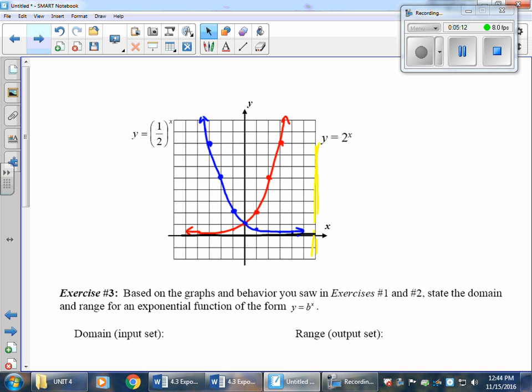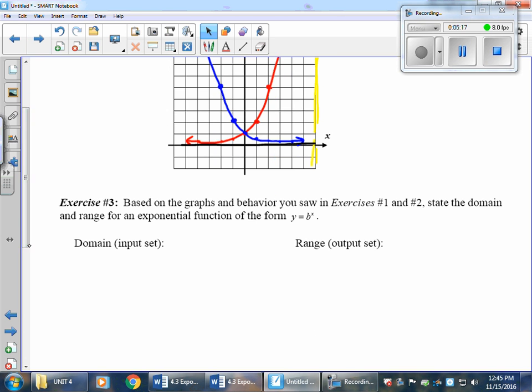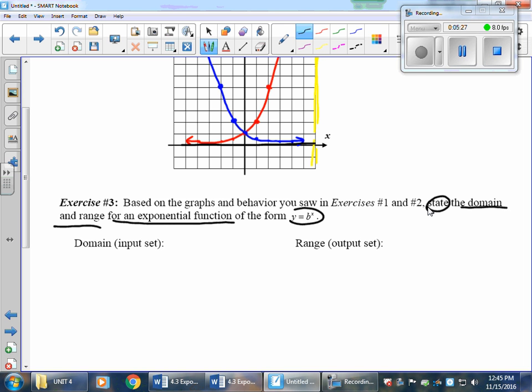So based on the graphs and the behavior you saw in exercises 1 and 2, state the domain and range. Again, see here, I'm going back to reading. State the domain and range for not only one of these exponential functions, basically for all exponential functions in this form. All right? So your domain, your input set, which are also your x values. X values means, do we have a bound on the left or on the right for either one of these? Hopefully you're saying, no, we don't. They go on forever.